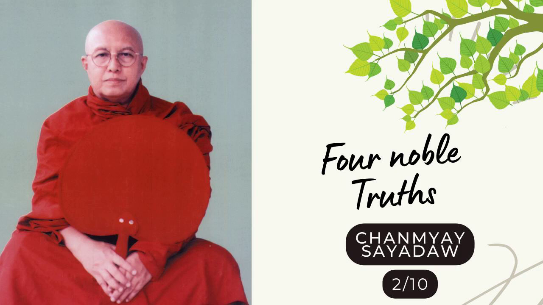Every mental state has these three characteristics. Dosa has these three. Moha has these characteristics. Lobha, desire or craving, love has these characteristics. Thina-middha has these three characteristics. Uddhacca-kukkucca, restlessness and worry, has these three characteristics. In this way, all mental concomitants or mental states, including consciousness, have their own specific characteristics.